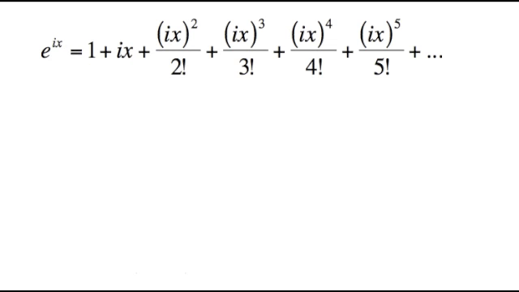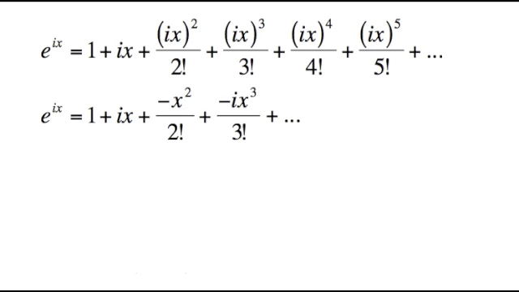Each term has i exponent a different number. But we saw from the previous video that i squared is simply -1, so we can write this as such in the next line. i cubed is simply i squared times i, so that would be -i. i to the power of 4 is i squared times i squared, which is -1 times -1, which gives +1. i to the power of 5 is i to the power of 4 times i, so that's just i.